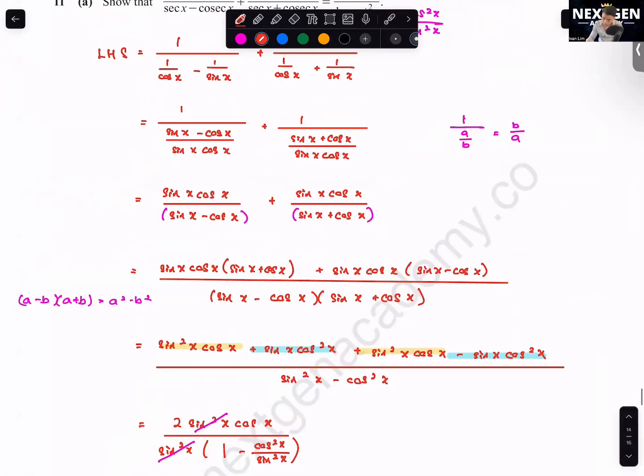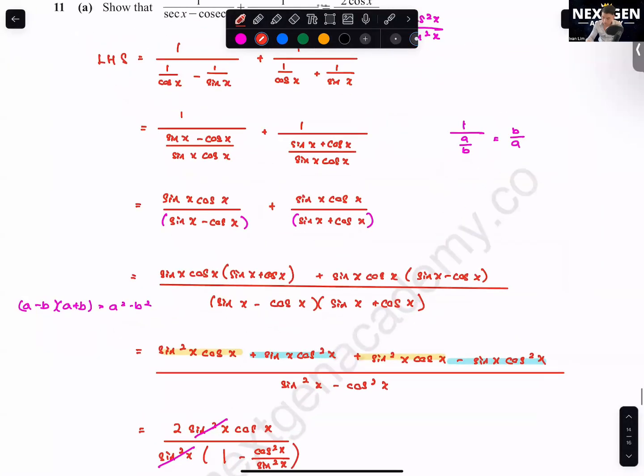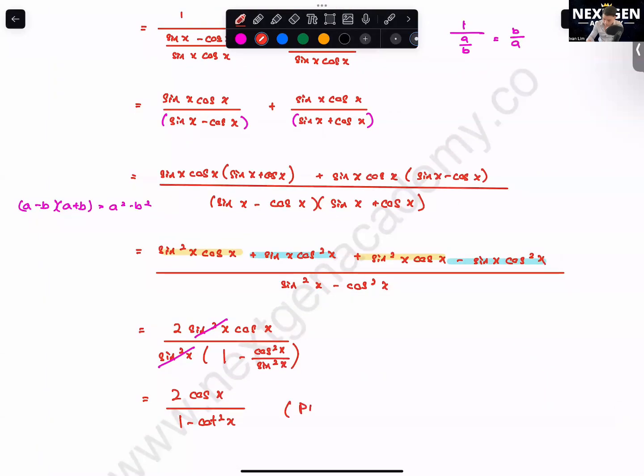Is that what they want? 2 cos x over 1 minus cotangent square x. Proven. I factorize out sine square. This step here is factorize sine square. Okay, because I want a sine square to appear over here.